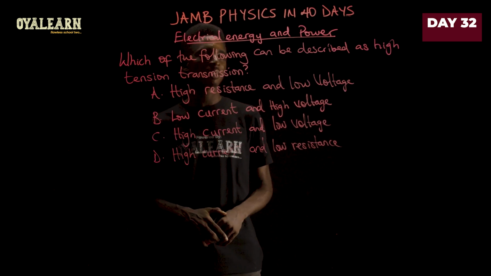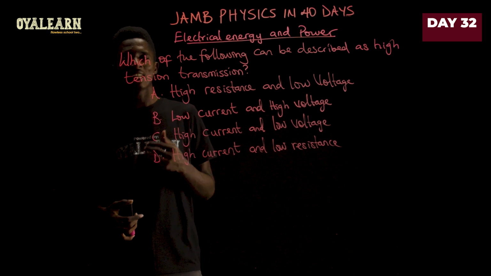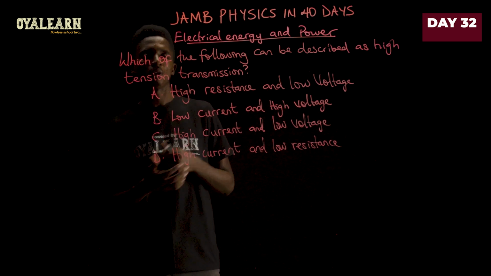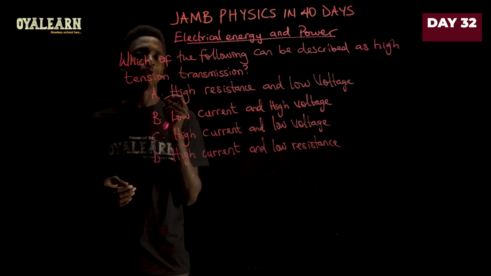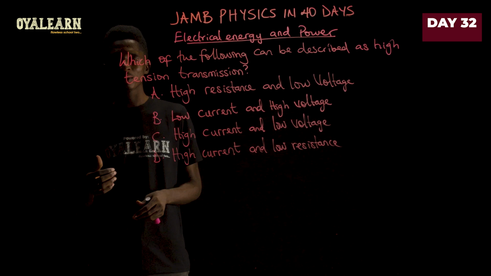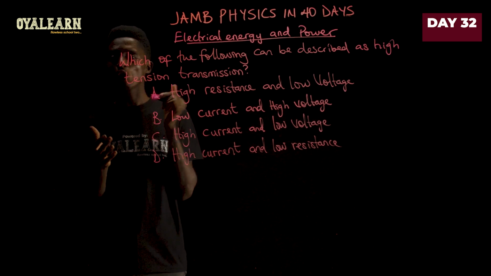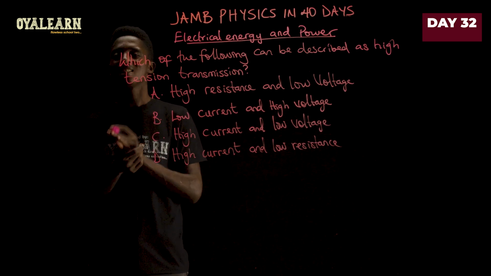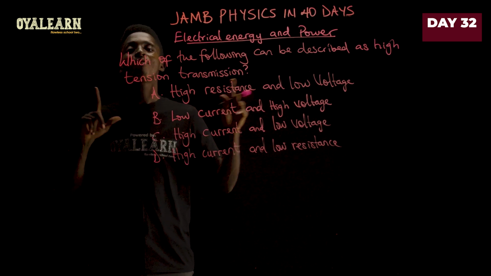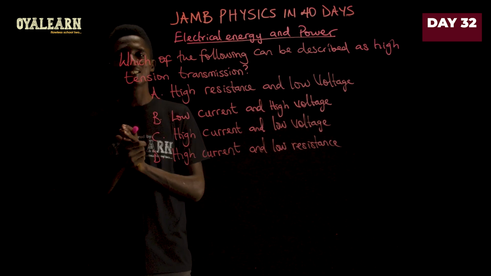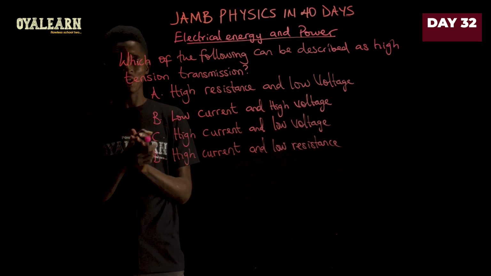Which of the following can be described as high tension transmission? Now this refers to how energy is being transmitted from one point to another. And to achieve this, you have to do that at a very high voltage and a very low current. However, sometimes the question could be tweaked in such a way that you are focusing on resistance. You also have to remember that resistance is directly proportional to length. So meaning that if you're transmitting over a very large distance, the tendency for resistance to be very high is also very high in that case.